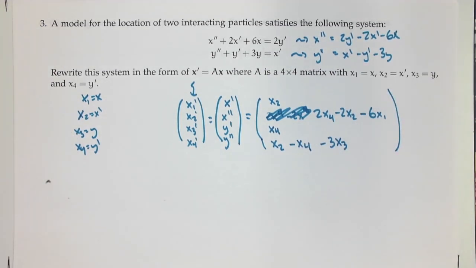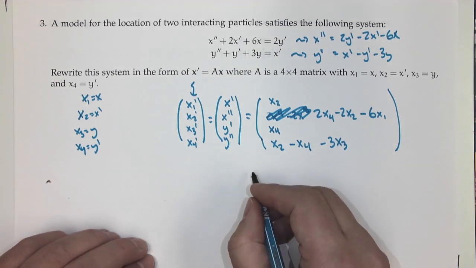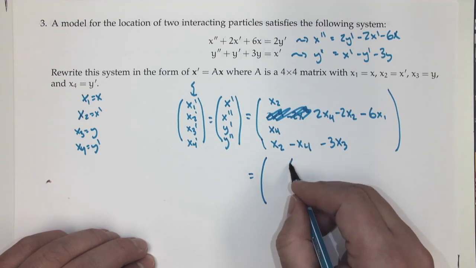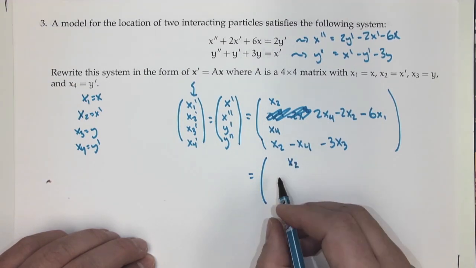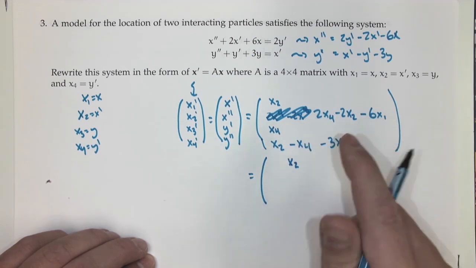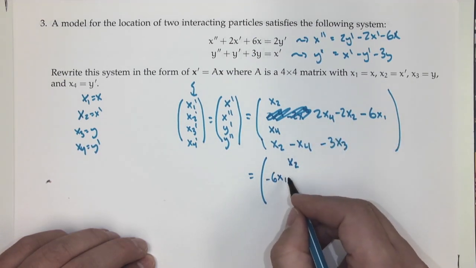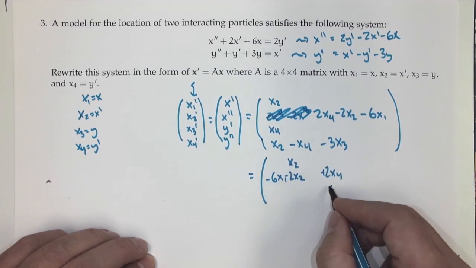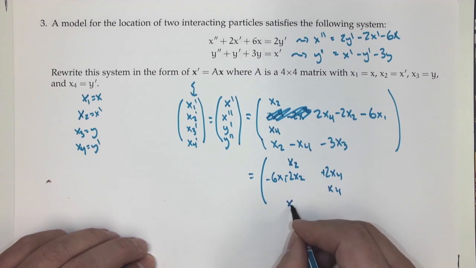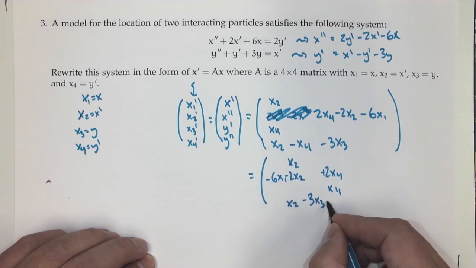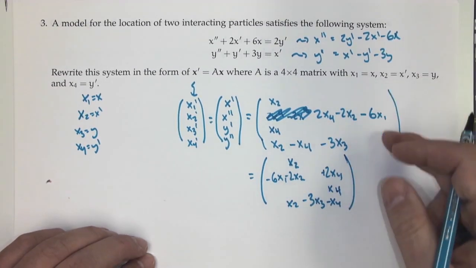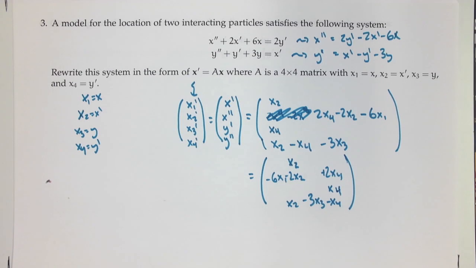All right, well, now we'll write this in a little bit more convenient notation. I don't know if you'll agree with me that it's convenient. I'm going to put these in order: minus 6x1 minus 2x2 plus 2x4, and then x2 minus 3x3 minus x4. So I'm just taking the same equations, but I'm writing the variables in order, and I'm lining them up.